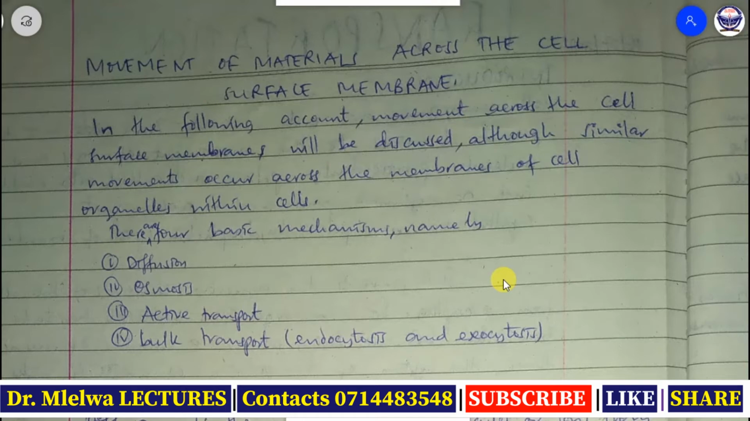Kwa hiyo hapa tutadiscuss different mechanisms ambazo tulidiscuss kwenye cytology. Hapa ni kama kurudia tu kabla tujamove forward. So nasema kwamba in the following account, movement across the cell surface membrane will be discussed. Although similar movement occurs across the membranes of all cell organelles within the cell, there are four basic mechanisms, namely diffusion, osmosis, active transport, and bulk transport, or endocytosis and exocytosis.